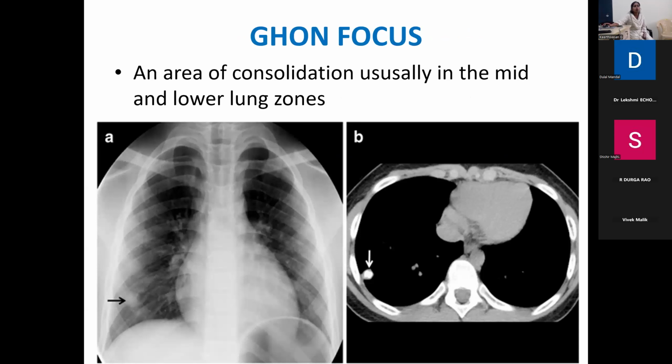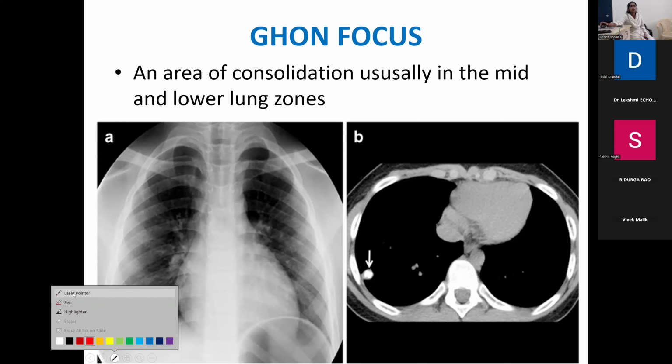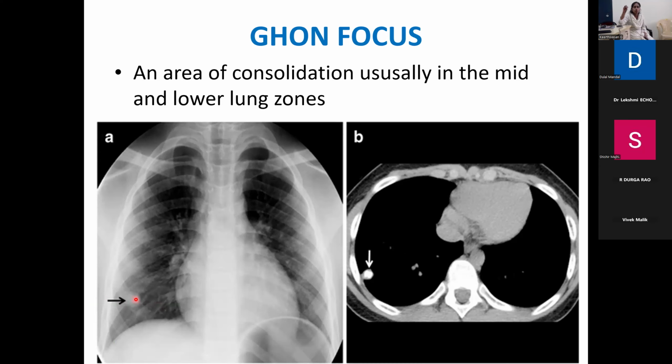Next we come to the Ghon focus, which you have all heard of. The Ghon focus will be mostly seen in the middle or lower zones in children, as a subpleural opacity. Can you see this opacity? I don't know how many of you can make out, but this is a rounded opacity present here. If you have taken the CT, see, this is the subpleural opacity which is visible here. Can you see this white, rounded shadow? That is the Ghon focus. It is nothing but an area of consolidation and it is usually seen in the mid and lower lung zones.